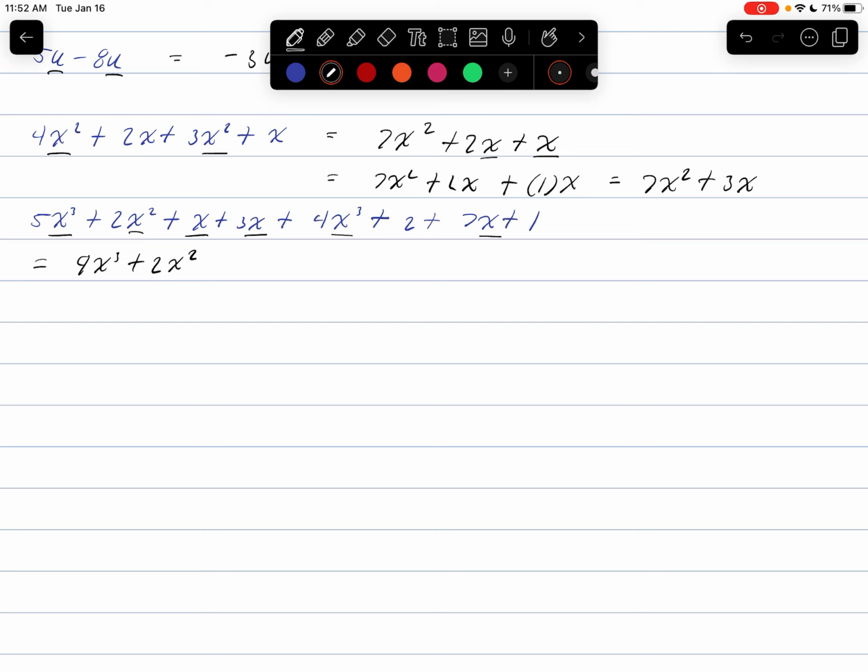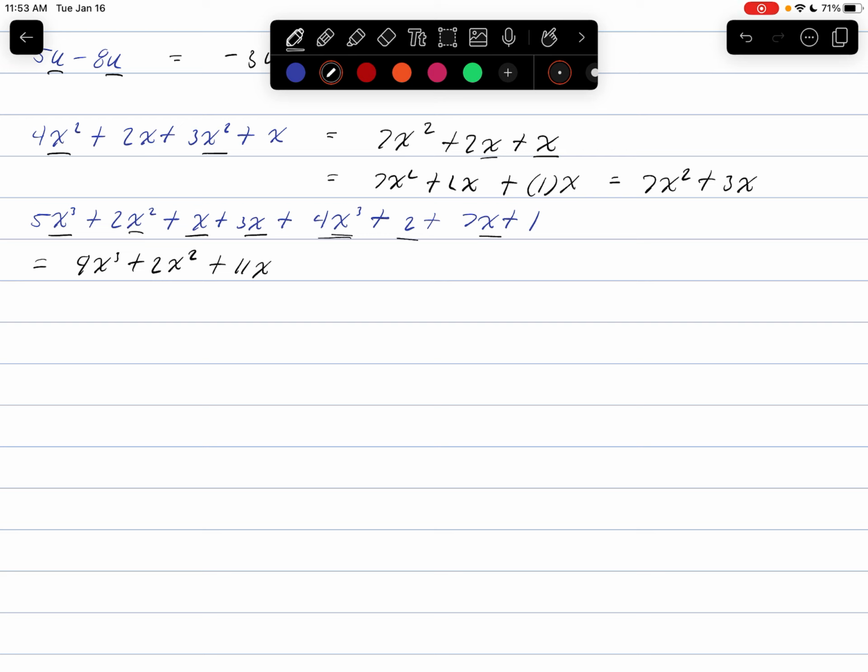So remember, this one here is the same thing as 1x. So we'll have 1x plus 3x plus 7x. So that's going to give us 11x. Okay? We already did the 4x to the third here, and now we just have this 2.